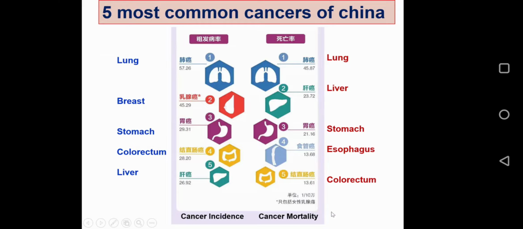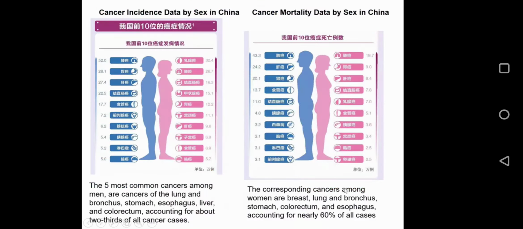In this picture, we can find the 5 most common cancers of China. According to cancer incidence, the 5 most common cancers are following. The first place is lung, then breast, stomach, colorectal, and liver. According to cancer mortality, the first place is the lung, then liver, stomach, esophagus, and colorectal.